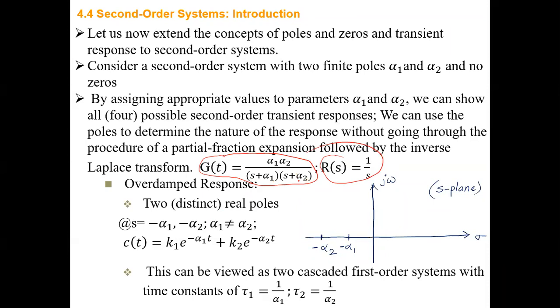So by the help of this system function, G(S), oh, I should have said G(S) here, sorry. I can define the 4 different possible responses by using this transfer function. There are 4 in total possible second order transient responses.